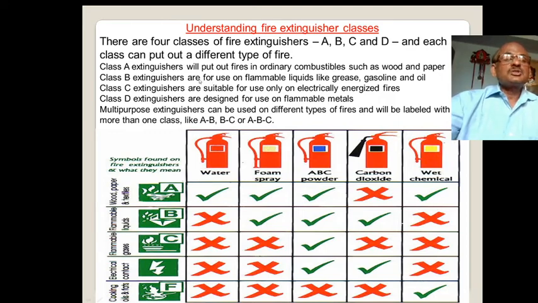Class B extinguishers are for use on flammable liquids like grease, gasoline and oil. Class C extinguishers are suitable for use only on electrical fires. Class D are designed for use on flammable metals. Even a multi-purpose extinguisher can be used on different types of fire and will be labeled with more than one class. So here some class symbols are given, and which kind of fire extinguisher can be used is shown here.